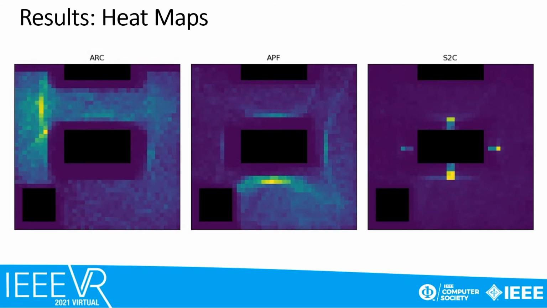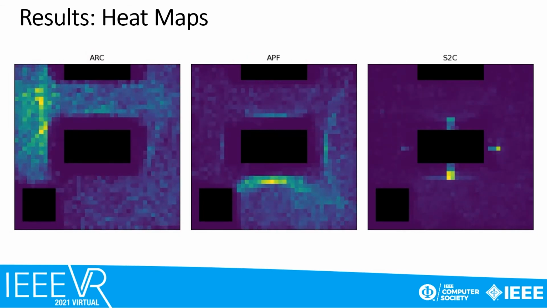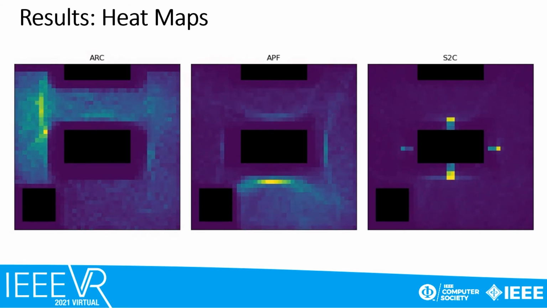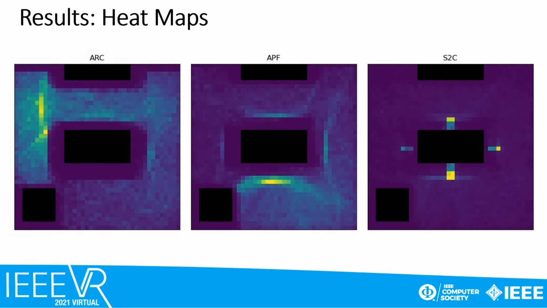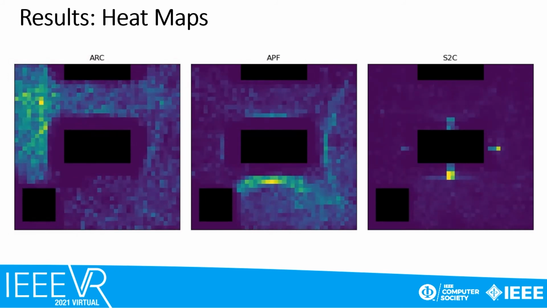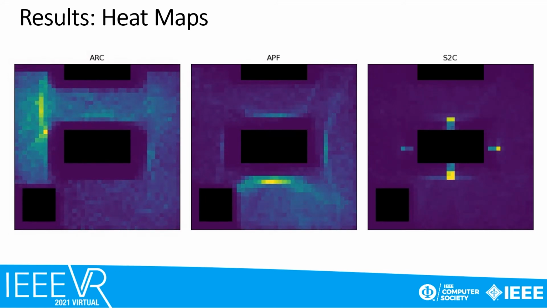Here we see a heat map of the user's location in the physical space accumulated over 100 different paths. Yellow regions indicate more time spent in that area, while purple regions indicate a low amount of time spent in that area. As the user travels on more paths, they are able to make use of a larger percentage of the physical space when steered by ARC, while the other controllers tend to get the user stuck in pockets of space.